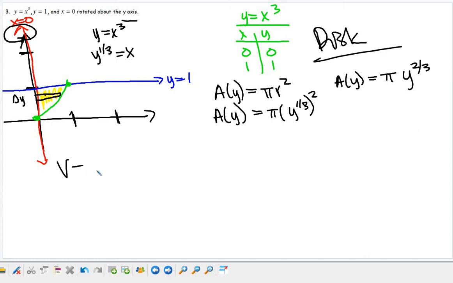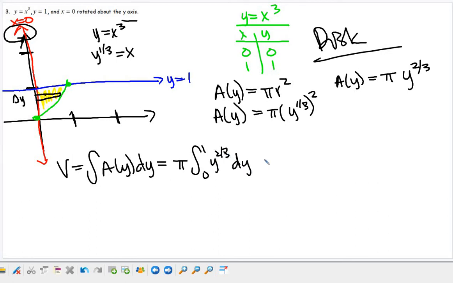So remember, volume is equal to the integral of area. So I'm going to put my pi on the outside. So if my function is in terms of y, my bounds have to be in terms of y. So I'm going to go from 0 to 1, which again, this one you couldn't mess up because the bounds are the same both ways. But to be clear, if your function is in terms of y, then your bounds have to be in terms of y.